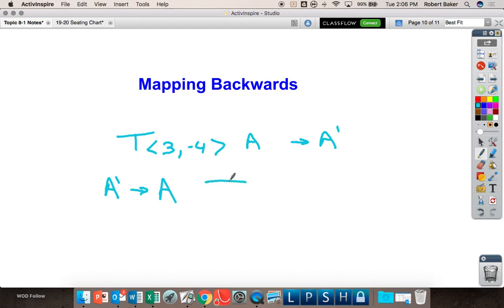So the rule would be, what is the opposite of 3? Negative 3. What's the opposite of down 4? Positive 4. You just flip the rules. You map it backwards. That kind of makes sense? You go the opposite direction.